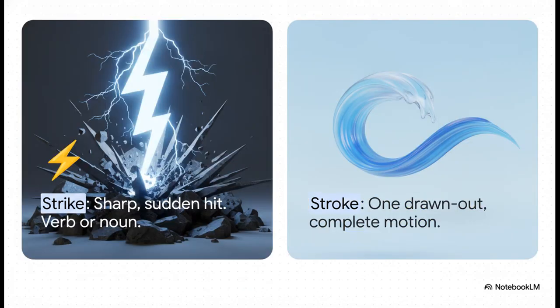Next up, let's compare strike and stroke. Listen closely to the vocal contrast here. Actually, say them out loud with me. The sharp, sudden strike versus the rounded, drawn-out stroke. That sound actually mimics their meaning. Strike is a sudden, sharp hit, but stroke implies one complete, flowing motion, kind of like the stroke of a paintbrush or a swimming stroke.